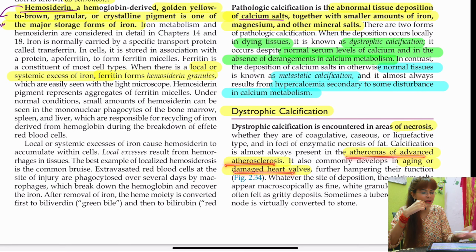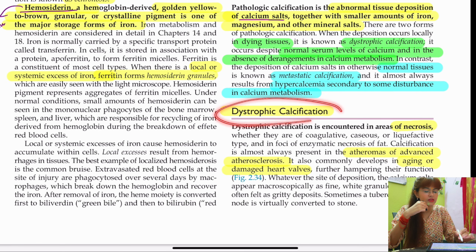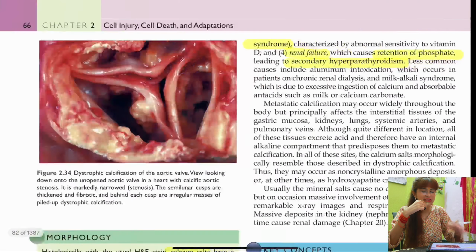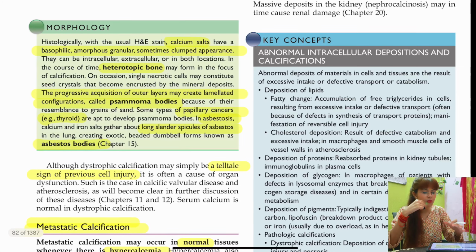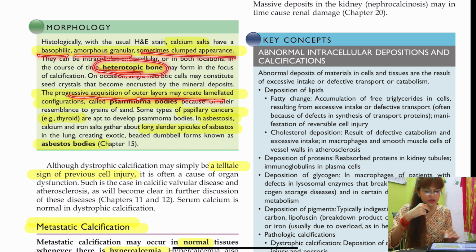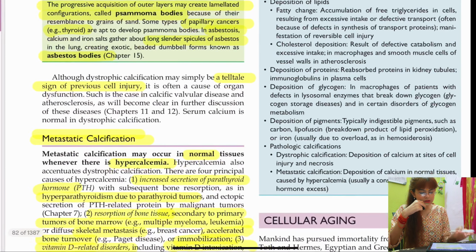Atheromas, damaged heart valves, in all these areas you find dystrophic calcification, meaning these calcium deposits are happening at abnormal sites where they should not deposit. These calcium salts are basophilic, amorphous, granular, sometimes clumped in appearance, and with heterotopic bone formation and progressive accumulation, they create lamellar bodies known as psammoma bodies, and all these things are important.